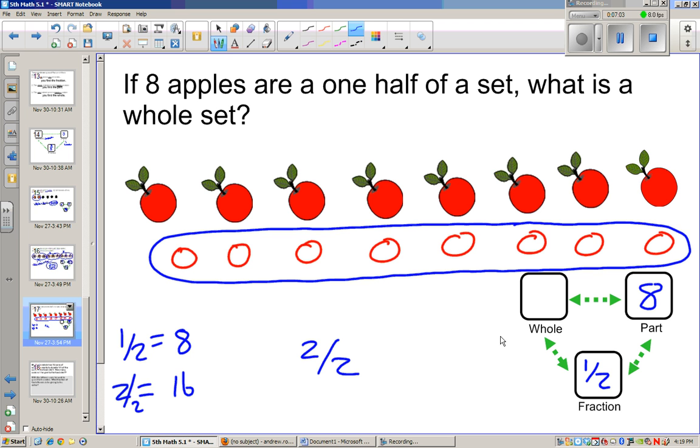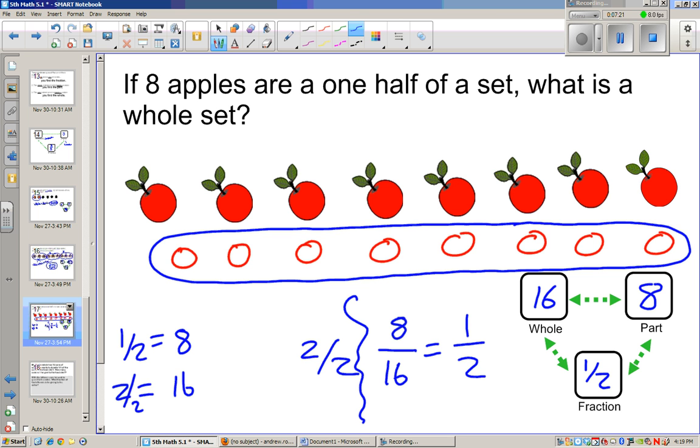So my whole is 16. Now let's do that magic trick again where we compare the two fractions and see if they're equal. So our whole would be 16, so that's 16 right here. Our part is 8. Does that equal 1/2?